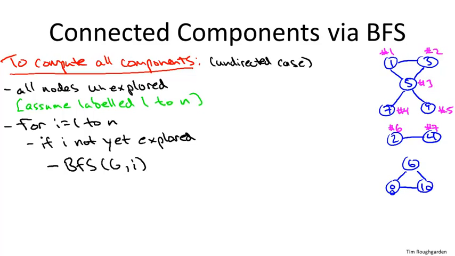Then we increment I to 4. Have we seen 4? Yes, we have, in the second call to BFS. Have we seen node 5? Yes, we have, in the first call to BFS. Have we seen node 6? No, we have not. So the final invocation of breadth first search begins from node number 6.